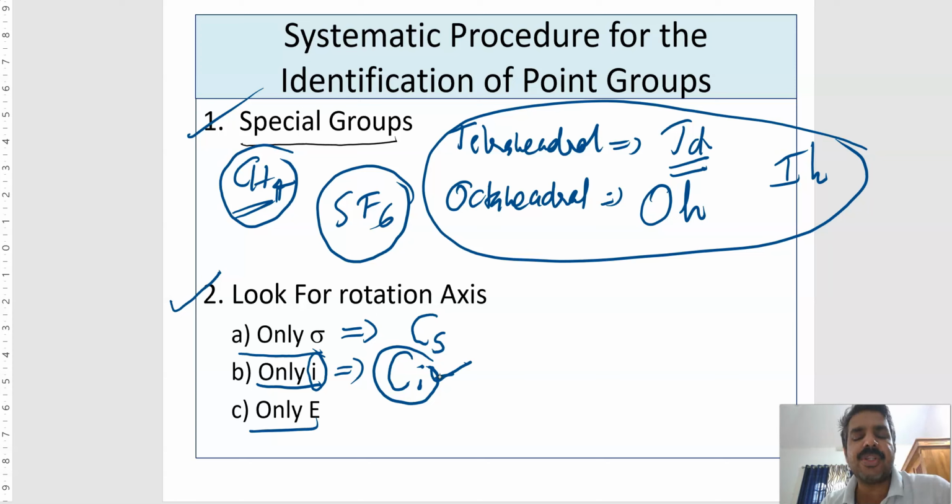And if the molecule has no symmetry element other than E, only the trivial symmetry element E is present, that is a highly unsymmetrical molecule, then the point group will be C1, because C1 is equal to E, the identity element. That is the second step. We have already discussed examples, and in the final part of this video we will discuss more examples. Now I am telling only the point groups.